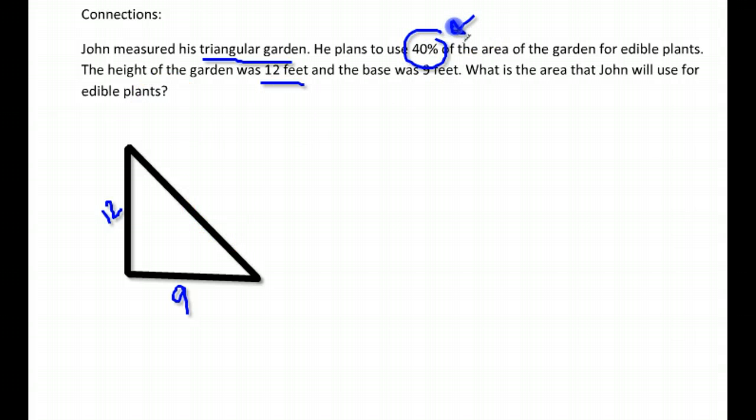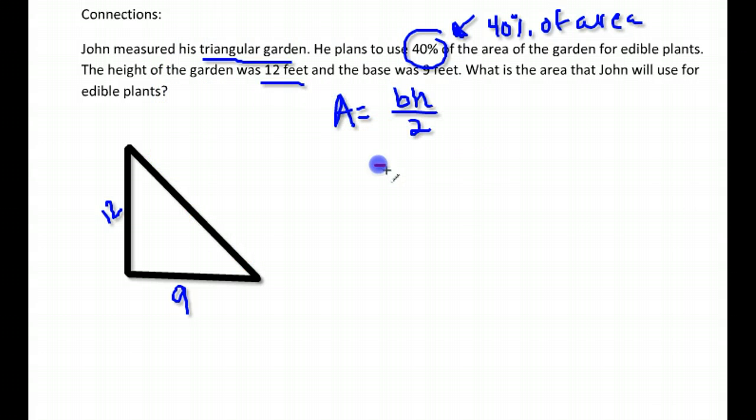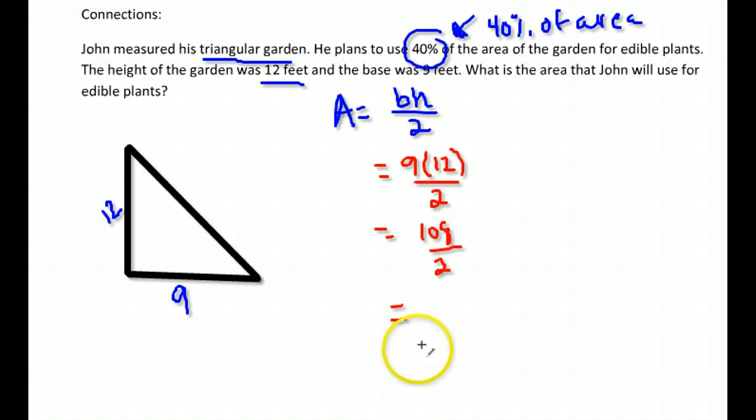Well, we know it's 40% of the total area, but we don't know what the area is yet. So the area of a triangle is calculated by doing base times the height and dividing by 2. So we take our values that they gave us. They gave us the base and the height, so that helps us out here. The base was 9, the height is 12, and we're supposed to divide that by 2. We go 9 times 12 is 108. Divide by 2, and we get 54.